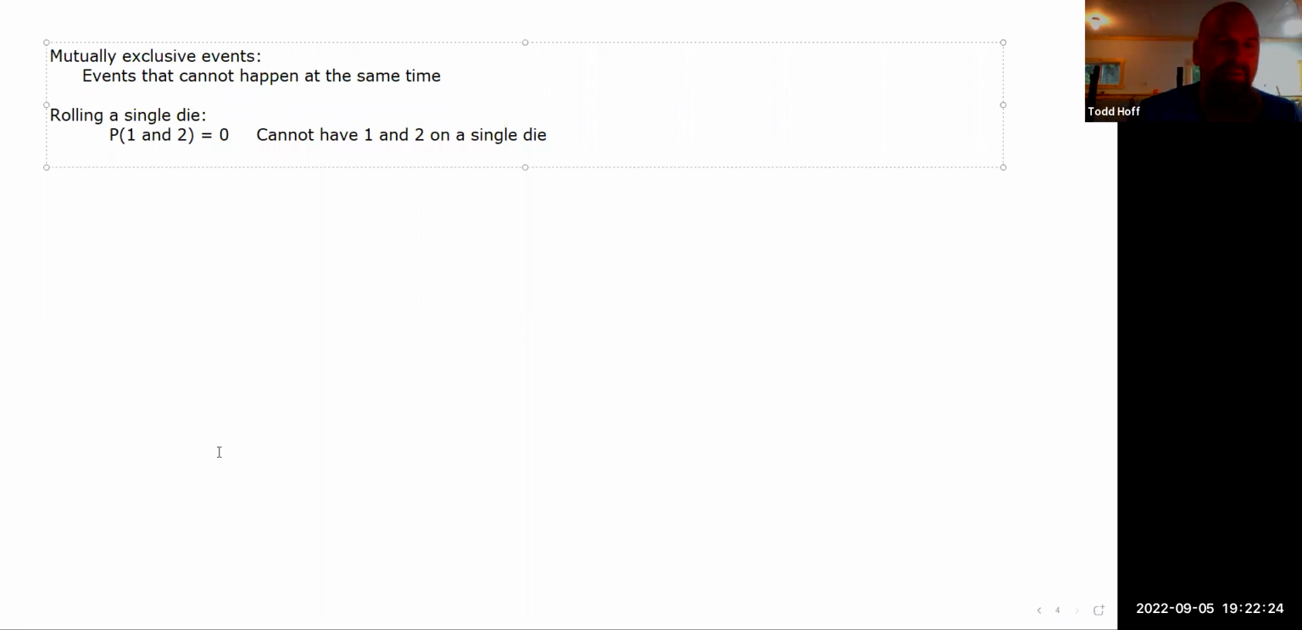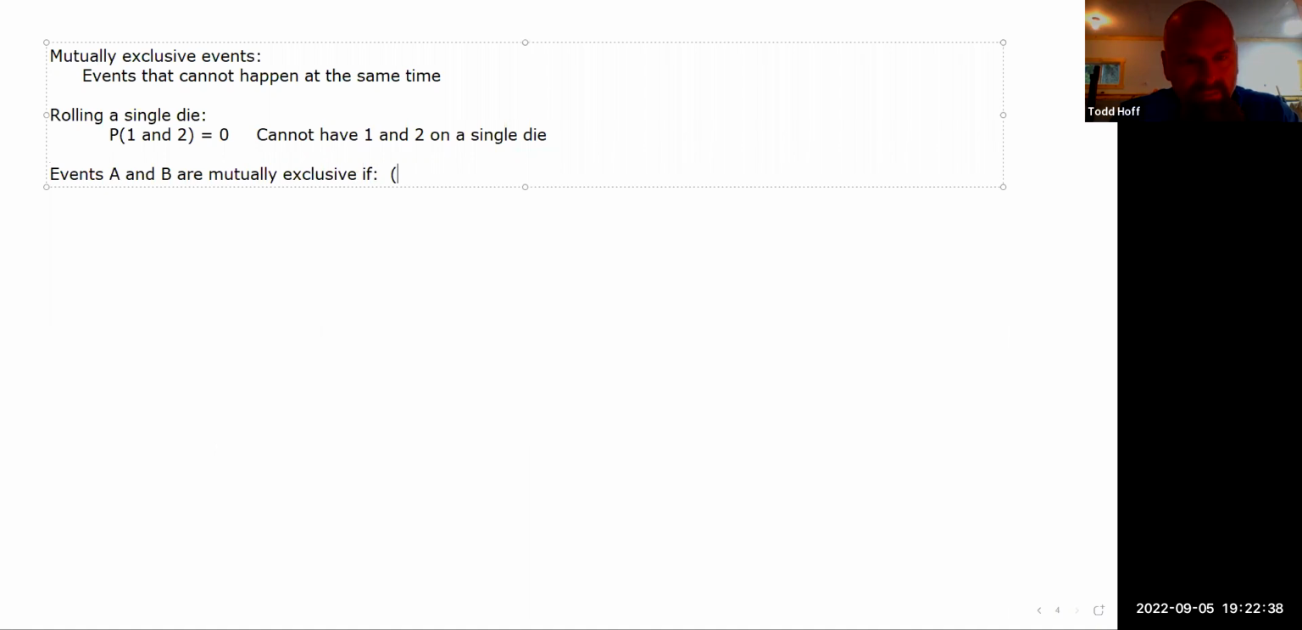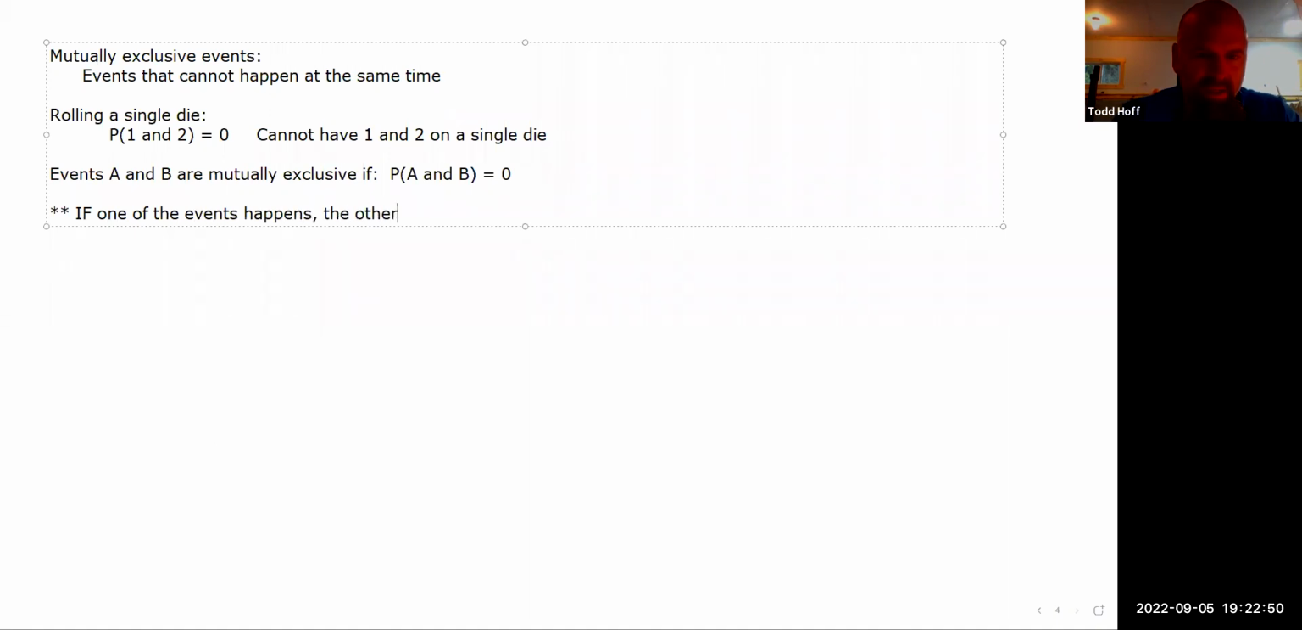They both cannot happen. So for mutually exclusive events, one of the definitions is that events A and B are mutually exclusive if the probability of A and B occurring together is equal to 0. In other words, if one of the events happens, the other one cannot happen.